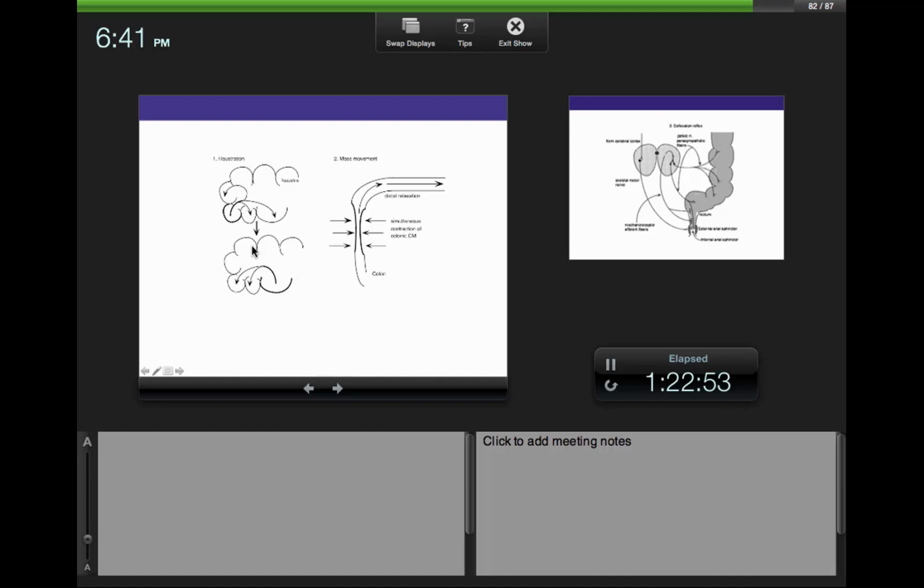All right, forming feces. Mass movement is when you get a simultaneous constriction in the ascending colon, and at the very same time, the transverse colon relaxes, pushing that feces down the line.